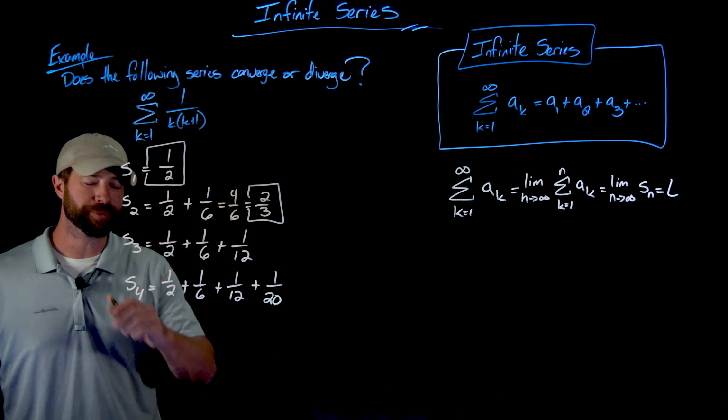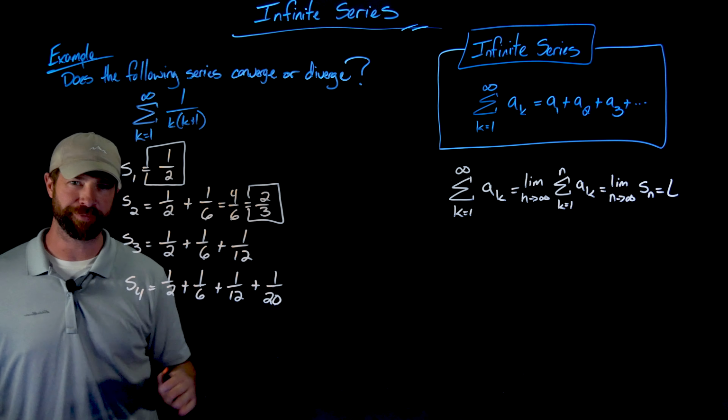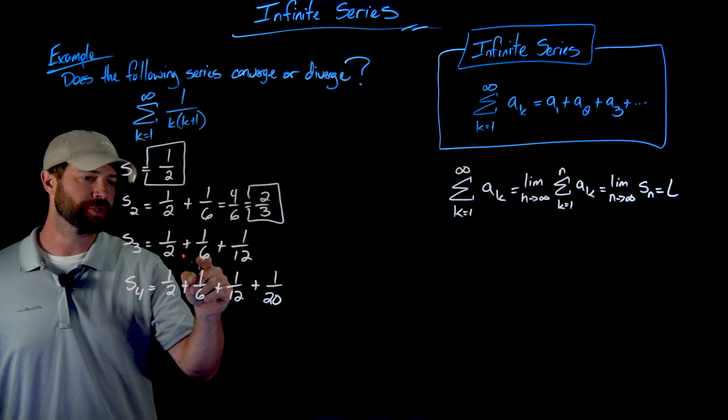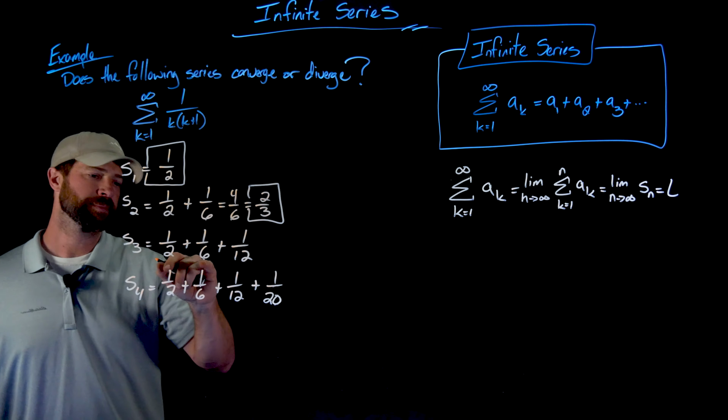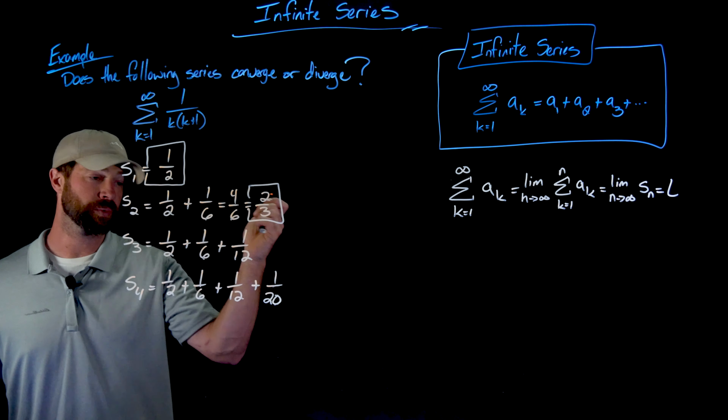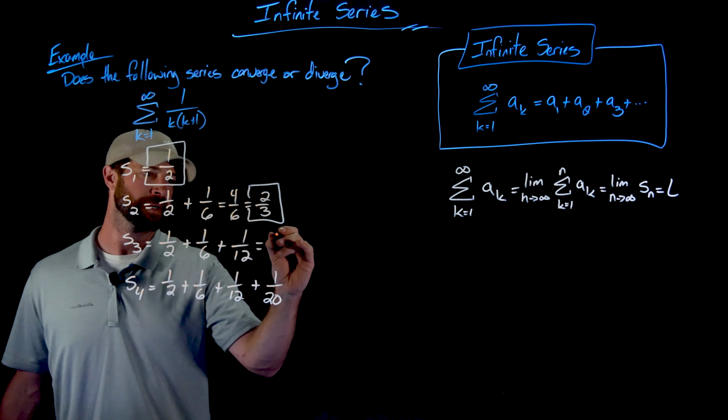I'll walk through this third one, and I'm going to get lazy with the fourth partial sum. But let's see, this is 2/12. This is 6/12. So 6/12 plus 2/12 is 8/12, plus 1/12 is 9/12.